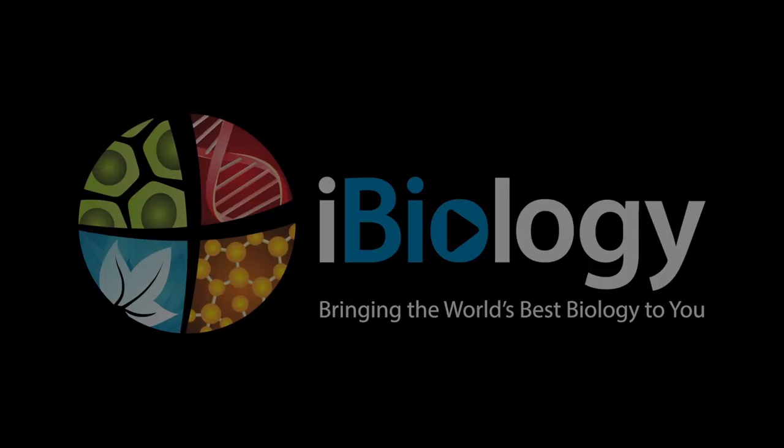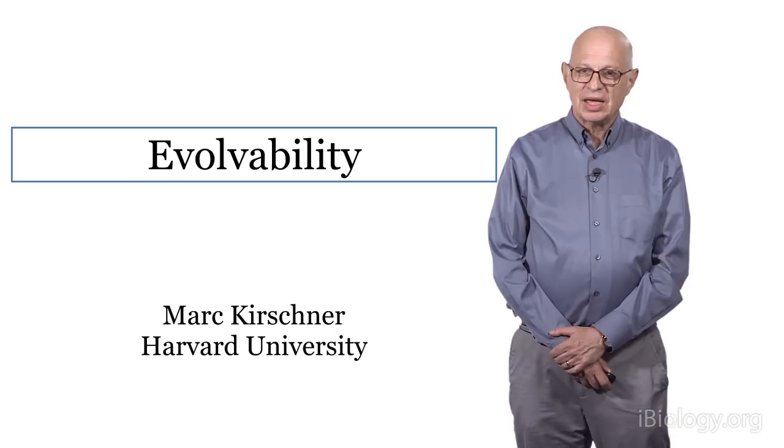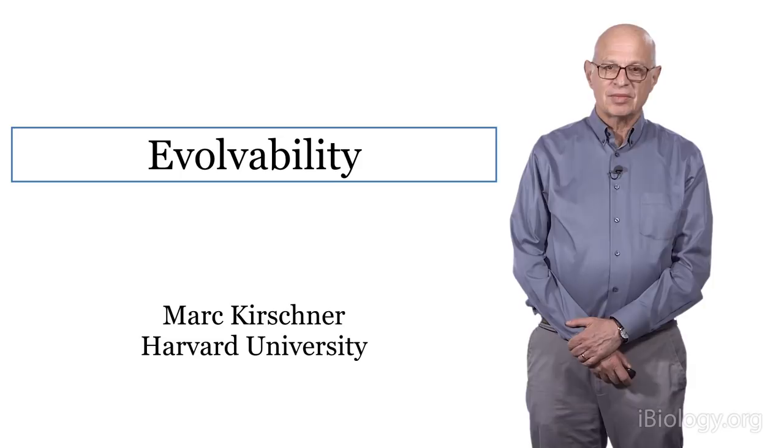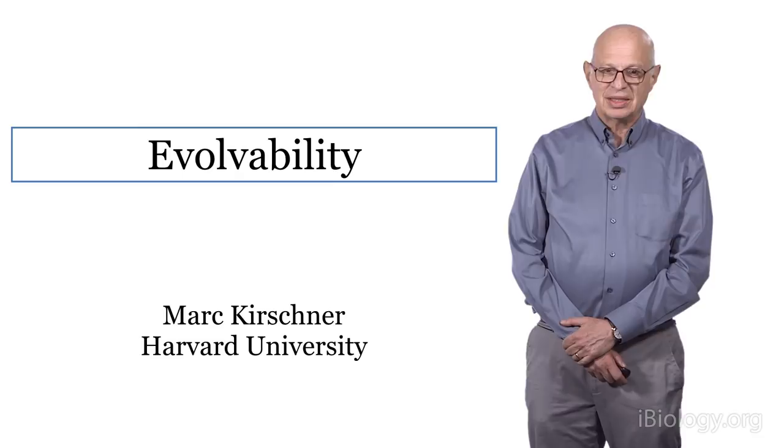Okay, well, my name is Marc Kirschner. I'm from Harvard University, and I want to talk in this lecture about evolution from a more modern perspective of cell and developmental biology and molecular biology. And I really want to explain this word evolvability, which is hard to pronounce. As I say, if you say it three times quickly, everybody chokes on the word.